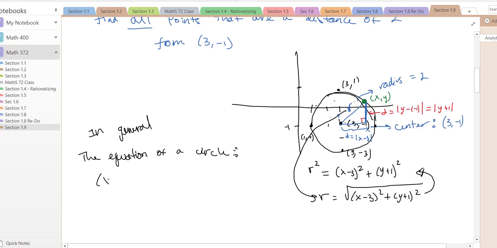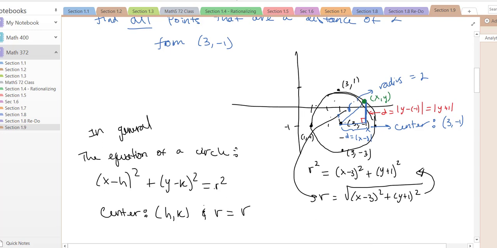You're going to have (x − h)² + (y − k)² = r². And this gives you the center, just as was over here, (3, −1). So the center here will be (h, k), and the radius is r. Notice that here we had to square the r in the Pythagorean theorem, but just that length is r. So r is equal to the radius.